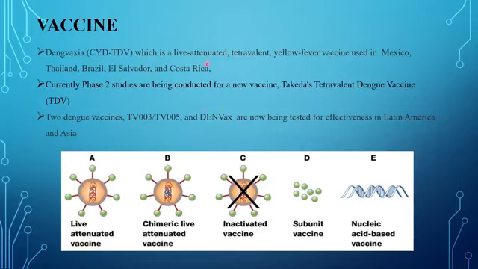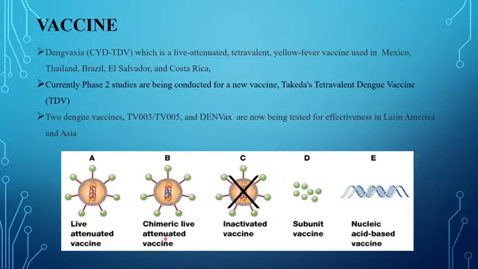These vaccines have been used in these countries, while there are also currently some vaccines in their phase 2 studies, which are the TAK-003 tetravalent dengue vaccines, in the phase 2 trial of their production. Two dengue vaccines, TVDV and DNVax, are now being tested for effectiveness in Latin America and Asia.